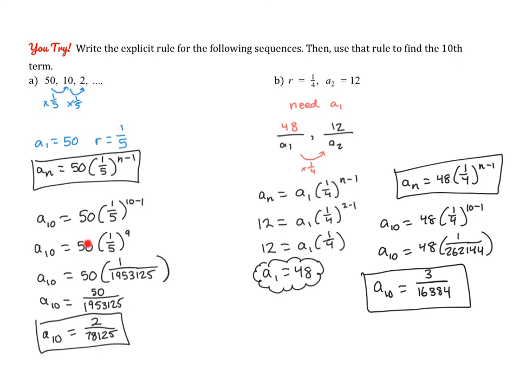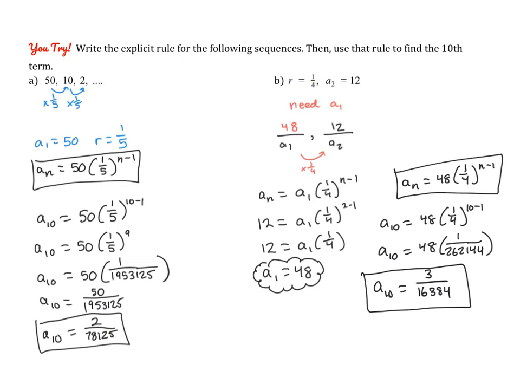Here, you could get a decimal, but I just kept it as a fraction. So I raised 1/5 to the power of 9, and then multiplied by 50, and then you can simplify it to this fraction, 2 over 78,125. For part B, we're given the common ratio, but we need to find a sub 1.